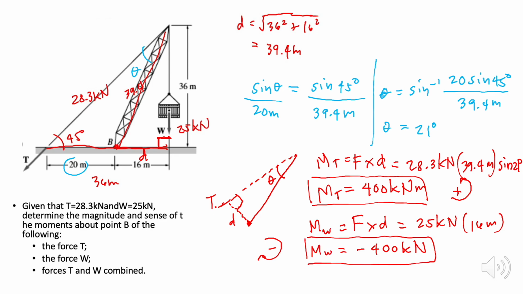Now the third one is the forces combined. So we will just combine the total: MT total is equal to MT plus MW, which is, so we have positive 400 and negative 400, it's 0 kilonewton meter. Sorry, we have meter here. Okay, which means this system will remain in equilibrium, or it will not rotate.